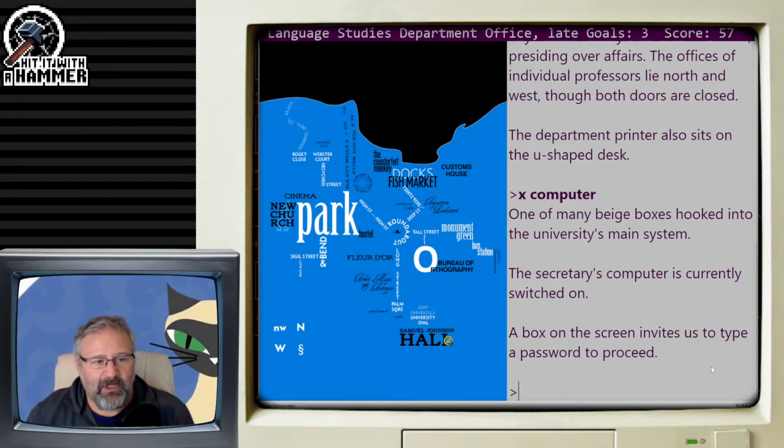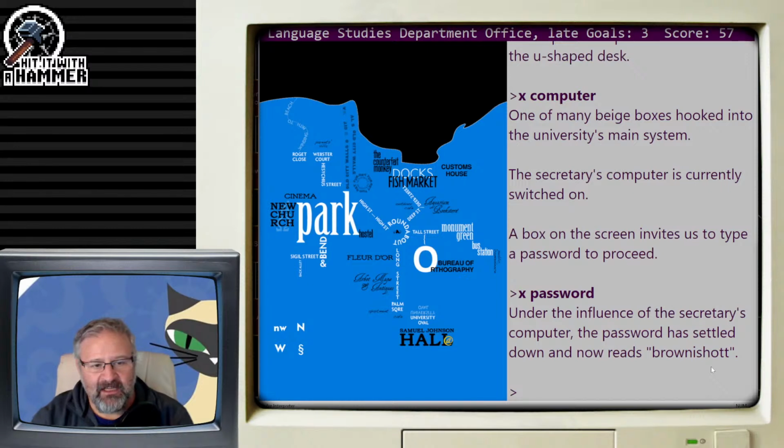Okay, I'm looking at the computer in the Language Studies Department office. It's switched on. A box on the screen invites us to type a password to proceed. Look at the password. Under the influence of the secretary's computer, the password has settled down and now reads, "Brown is hot."